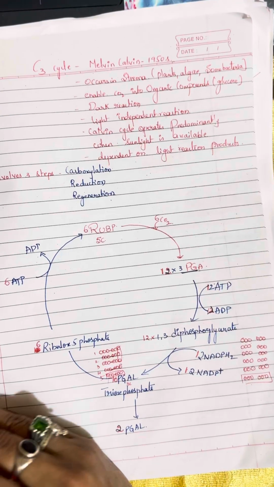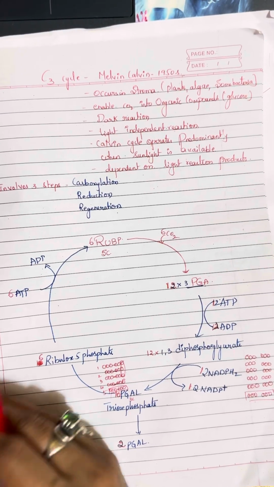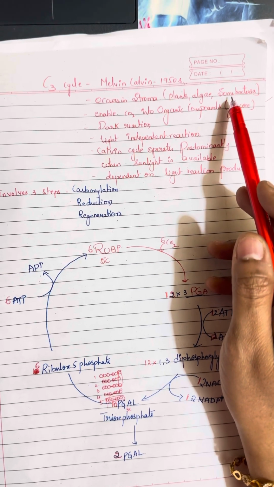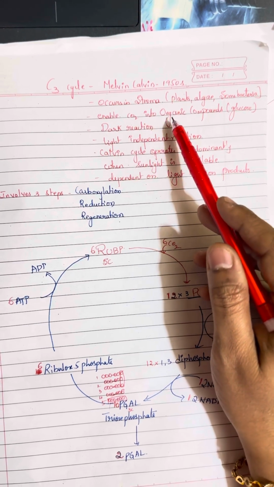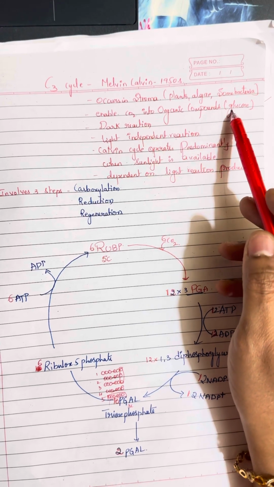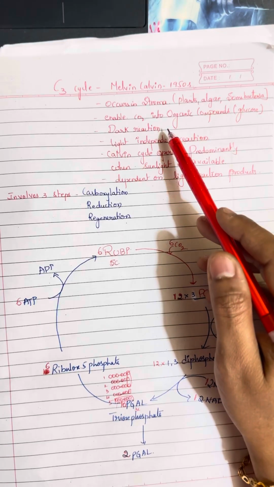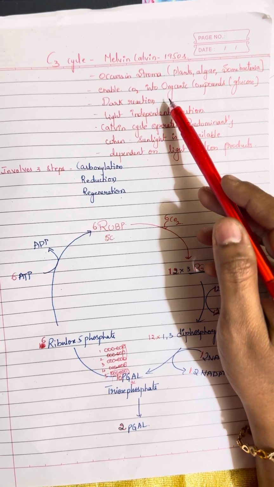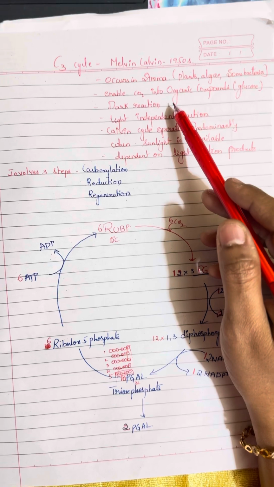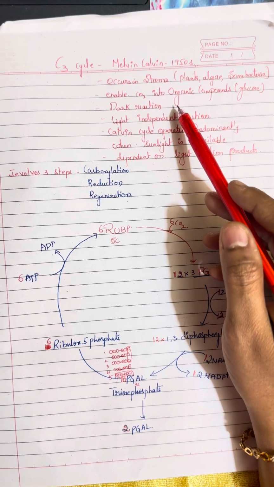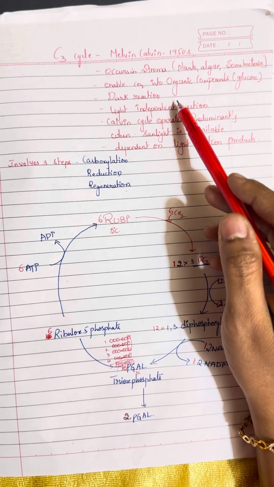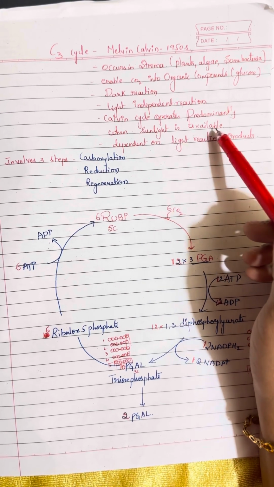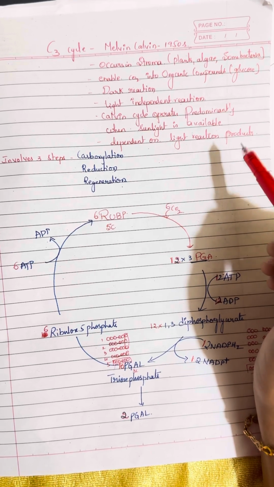He came to know that it occurs in the stroma, in plants, algae, and some bacteria, which enables carbon dioxide to be converted into organic compounds, especially glucose. It is called the dark reaction, but actually it is a misnomer, a wrong name, because it does not take place only at night time. It does not require light directly. So this light independent Calvin cycle operates predominantly when sunlight is available, dependent on the light reaction products.